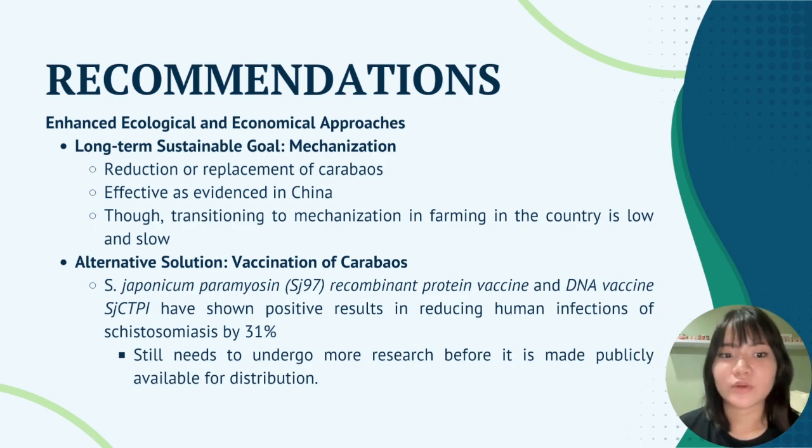To improve success, we recommend enhanced ecological and economic approaches. A key strategy is shifting from carabaos to mechanization, as proven effective in China. However, since this transition is slow, vaccinating carabaos, shown to reduce human infections by 31%, serves as an alternative, though further research is needed before public rollout.